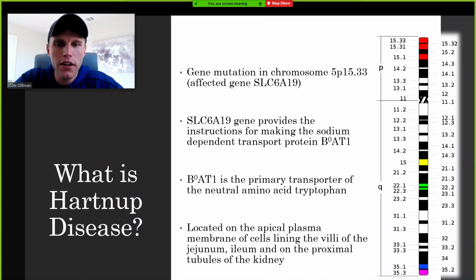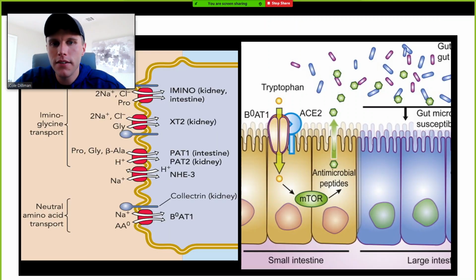Now, within this part of chromosome 5, there is a specific gene called SLC6A19, which provides the instructions for making a sodium-dependent transport protein called B0AT1. Now, B0AT1 is a primary transporter for neutral amino acids, in particular tryptophan. B0AT1 is located in the apical plasma membrane in the cells lining the villi of the jejunum, the ileum, and within the proximal tubules of the kidney.